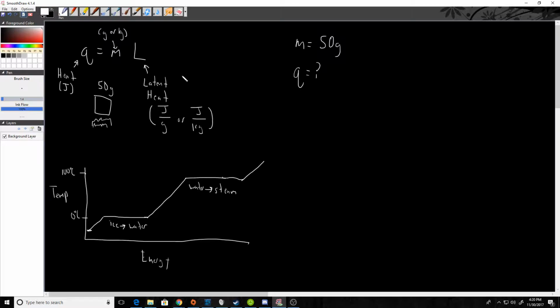That capital L, the latent heat, we have the latent heat of fusion. Fusion applies to freezing or melting. We kind of look at it as freezing, where the molecules, the atoms, are fusing together into a solid. So this will be melting or freezing. The other latent heat we have is the latent heat of vaporization.